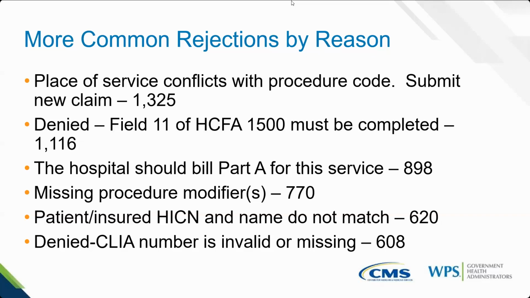The next is the hospital should bill Part A for this service. So in this case, this was a situation that a claim was submitted for a service that needs to be processed by Part B. Missing procedure modifier or modifiers, 770 rejections.